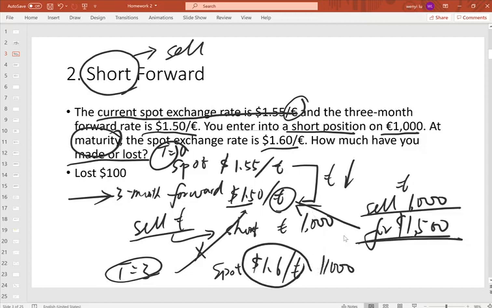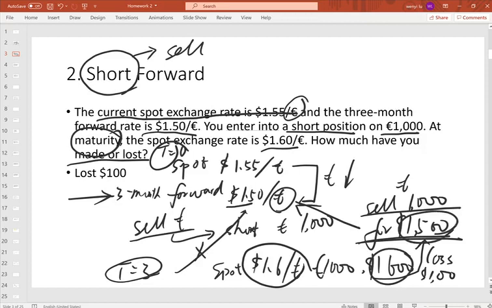You should get $1,600, right? But you already signed a contract, it's only $1,500. So you lost what? You lost $100, right? As the difference between the $1,600 and $1,500. That's your loss.